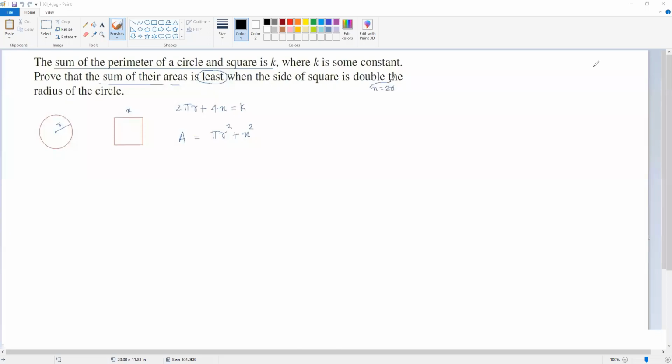So we were discussing some problems of applications of derivatives. Today also we'll discuss these questions, application of derivatives, and tomorrow we'll start the new chapter, integration. See, we were discussing this question.